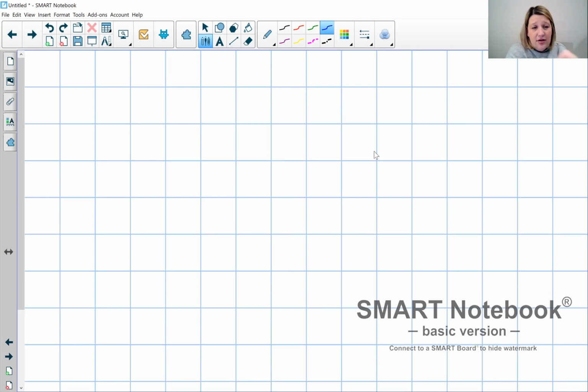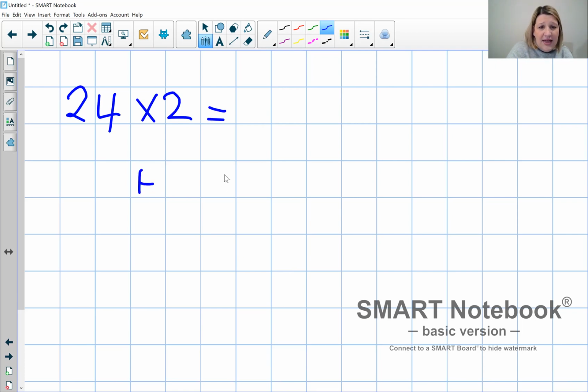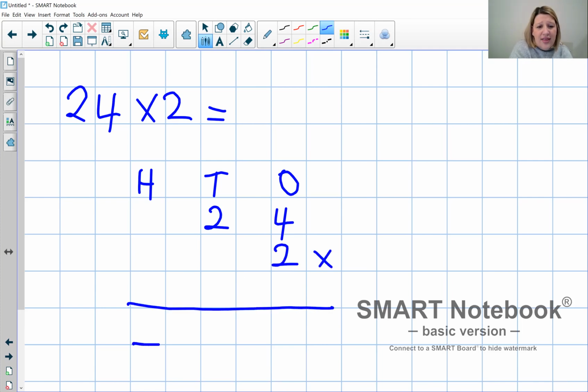So let's start nice and straightforward where we've got no exchanging. So say, for example, 24 times 2 using a formal written method. I would do as I did with my addition and subtraction yesterday, my hundreds, tens and ones, leaving my gap in between just because it makes it easier for me. Writing all my numbers in with my multiplication sign, that's really, really important, and my giant equals.